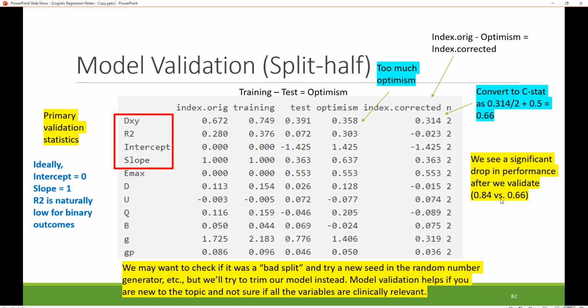And that's due to having too many predictors in our model. So this big drop in the area under the curve represents significant overfitting. It's just not performing as well as it should. So this would be a bad model to use in predictive modeling.